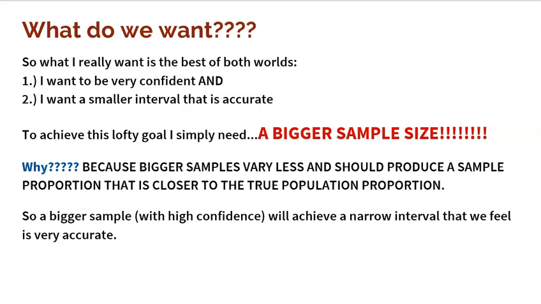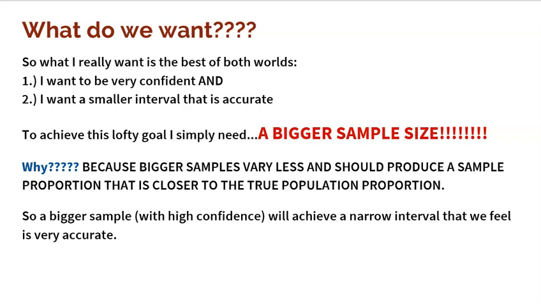Well, believe it or not, there is a way to achieve both goals, to be more confident and still have a smaller interval. You want to know the secret? Bigger sample size. To achieve this goal of maintaining a high level of confidence but producing a small interval is to create a bigger sample size. Why? Because bigger samples vary less and should produce a sample proportion that is clearly closer to the truth. So a bigger sample with high confidence will achieve a narrow interval.